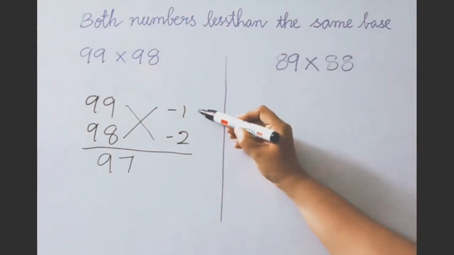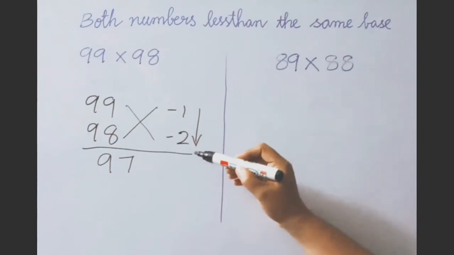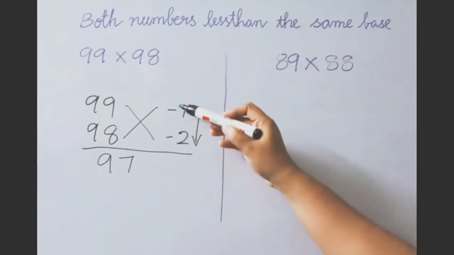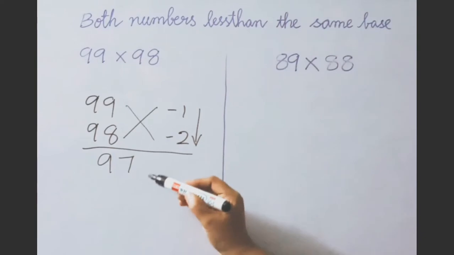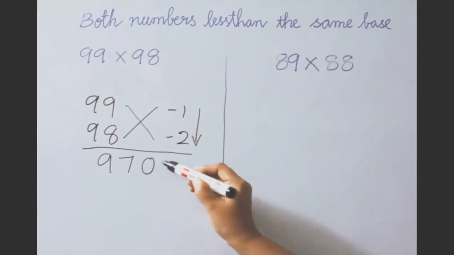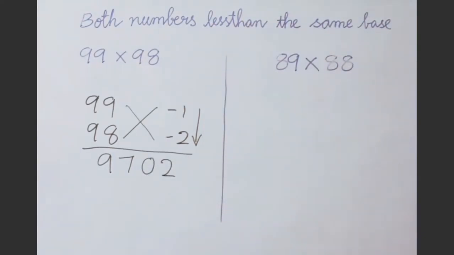Now second step, vertically multiply these two values. Minus 1 into minus 2. Minus into minus is plus, 1 twos are 2. So write down 02. So 99 into 98, the answer is 9702.